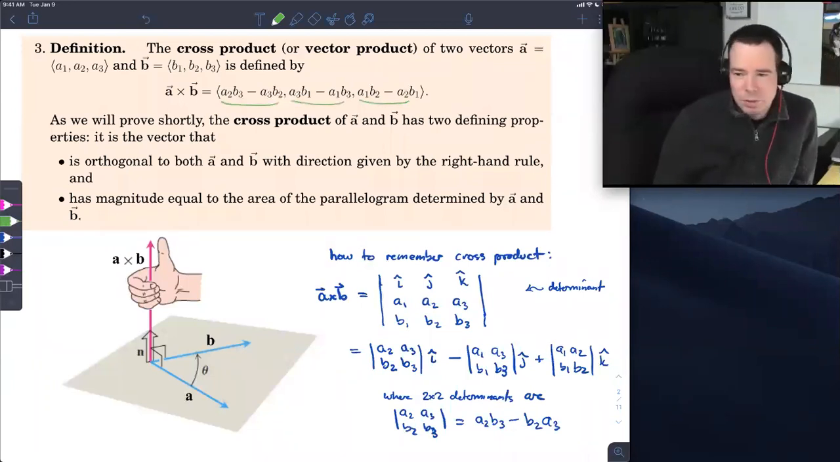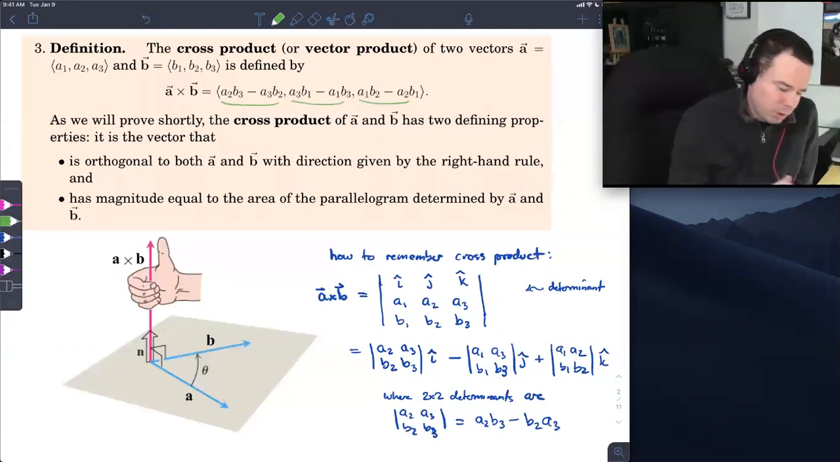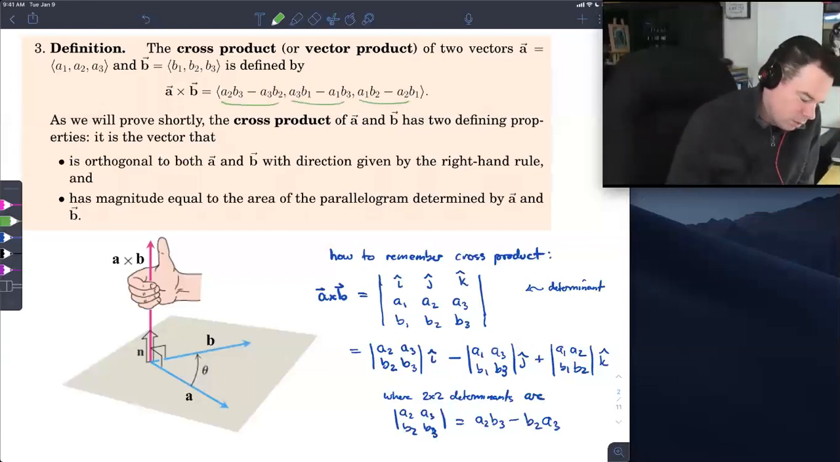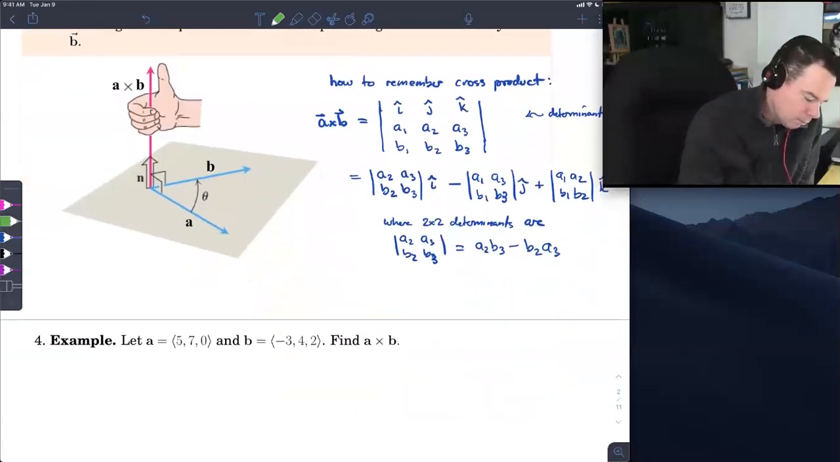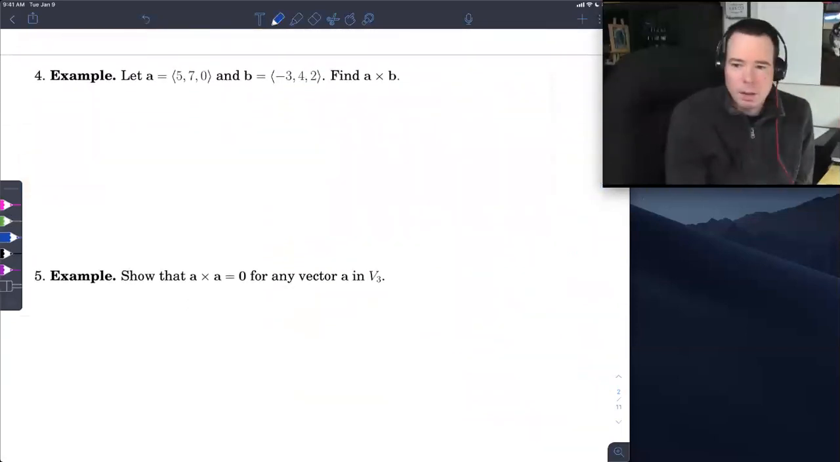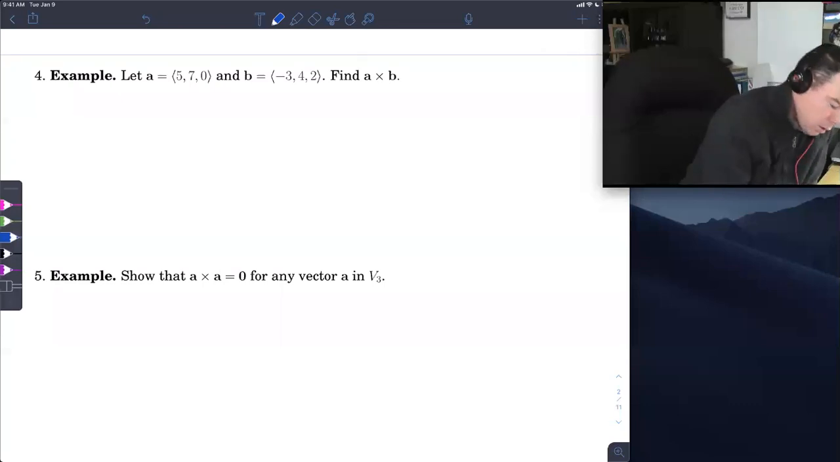Now what we'll do is we'll argue the following. We'll say, okay, given A and B, if I construct a vector using this formula, then we will show that it satisfies these properties, that it is orthogonal and has the correct magnitude that we wanted. So let's just go ahead and compute some cross products. So we're going to find the cross product of these two vectors.